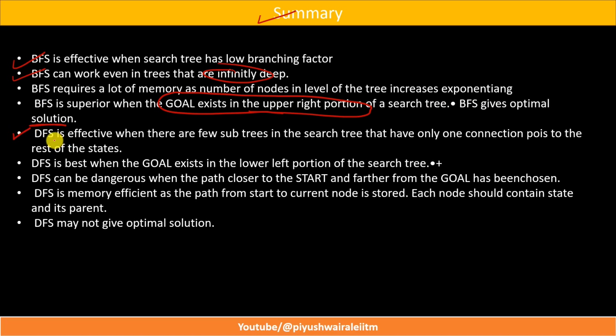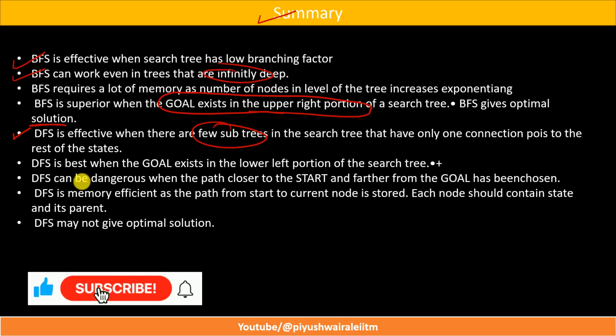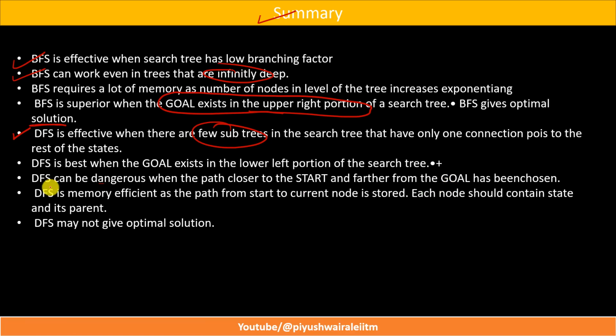Now in the case of DFS, DFS is effective when there are few subtrees in the search tree, so that only one connection point leads to the rest of the state. DFS is best when the goal exists in the lower left portion of the search tree. DFS can be dangerous when a path closer to the start and further from the goal has been chosen. DFS is memory efficient as only the path from start to the current node is stored. Each node should contain its state and its parent. And DFS may not give an optimal solution. That's what we have discussed. So we have summarized all the points we discussed in this lecture.